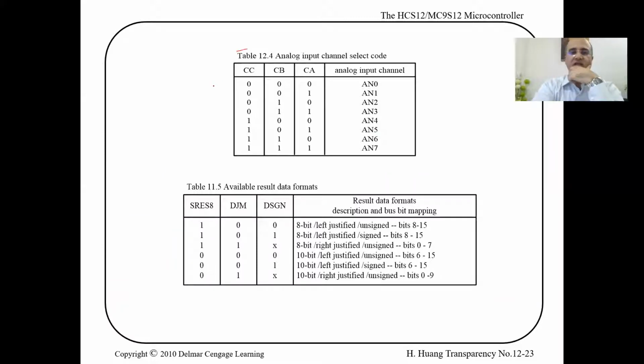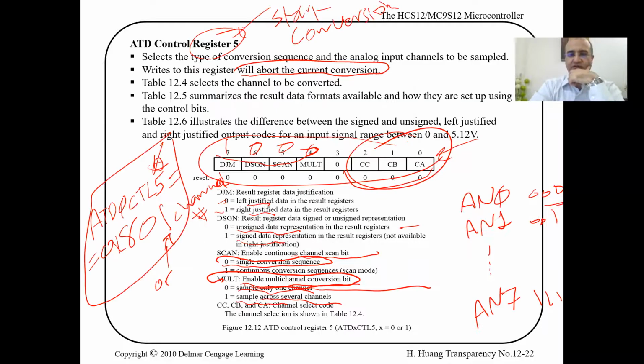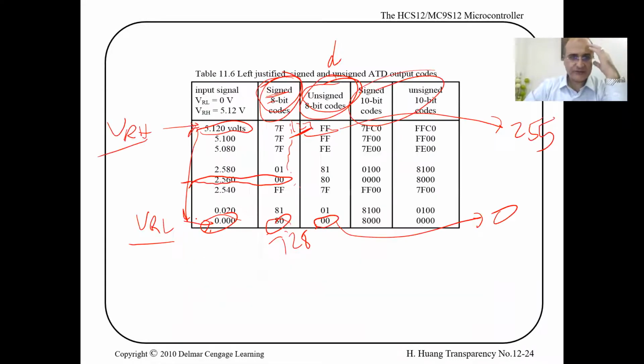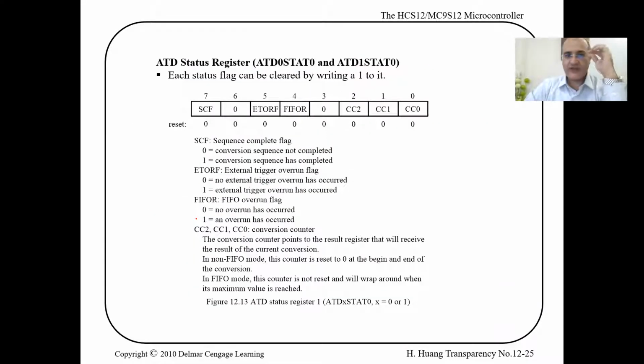These are the registers for the 3 bits. The 3 bits, zeros will be 0, 1 will be 1. This is the table. And this is left and right justification, signed or unsigned. Okay, the status register, we said.